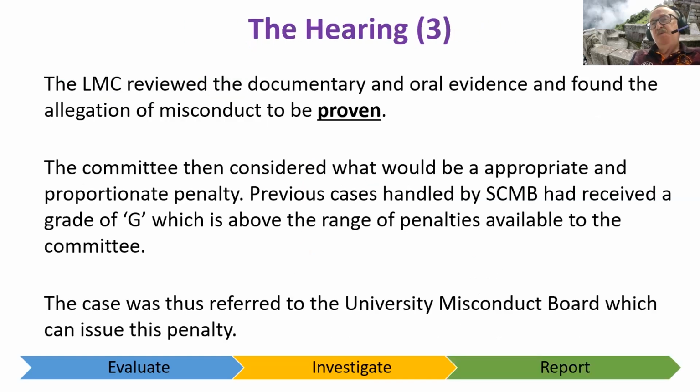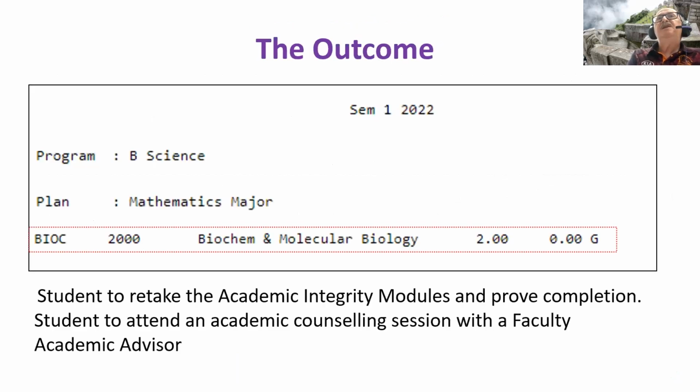So at the end of the meeting, we reviewed the evidence. We found the allegation of misconduct was proven. We then had a look at penalties. And of course, as a local committee, we have a wide range of penalties, but we don't go up to the grade of G because that is only able to be given by the University Misconduct Board. Because previous cases handled under the old system, which had been passed on to faculty, had eventuated in a grade of G, we thought that was going to be an appropriate punishment in this case. So we referred it onwards, and the outcome was that this student did end up, after going through the University Misconduct Board, with a grade of G.